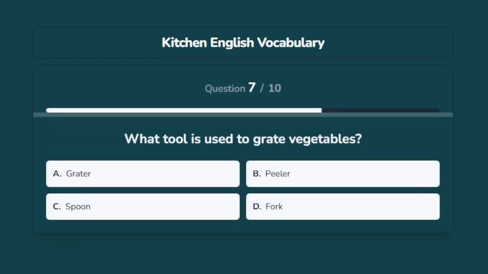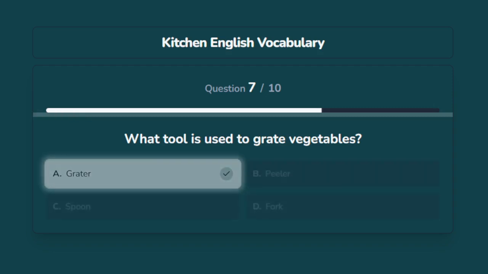What tool is used to grate vegetables? Options are A. Grater, B. Peeler, C. Spoon, D. Fork. The correct answer is grater.